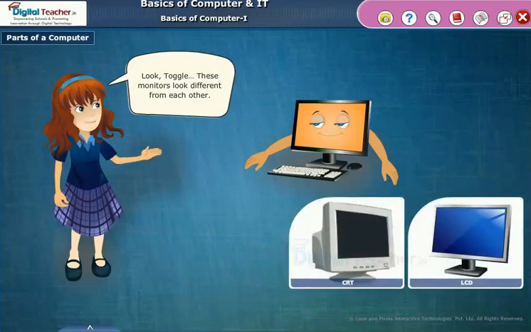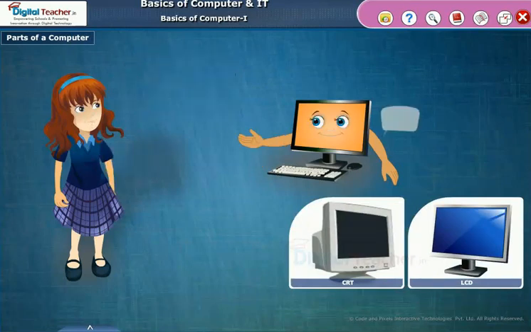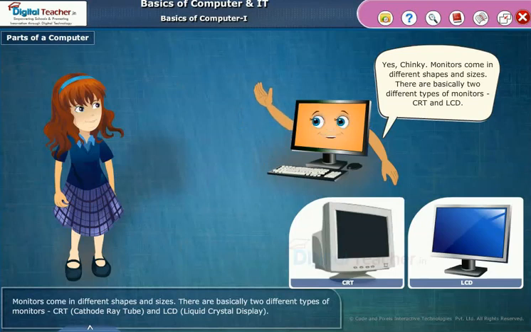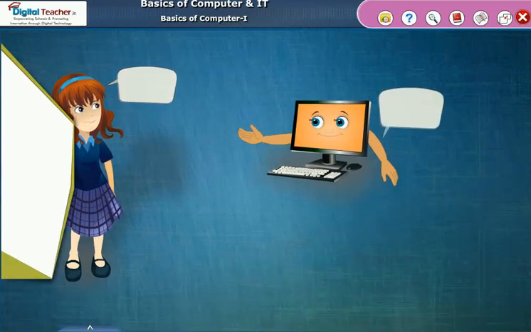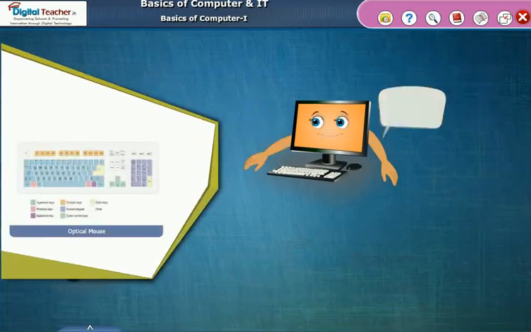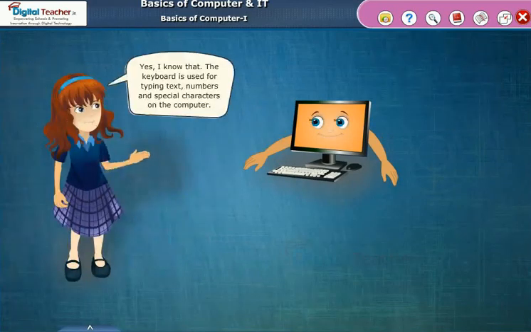Look, Toggle. These monitors look different from each other. Yes, Chinky, monitors come in different shapes and sizes. There are basically two different types of monitors, CRT and LCD. And this is the keyboard. Yes, I know that. The keyboard is used for typing text, numbers and special characters on the computer.